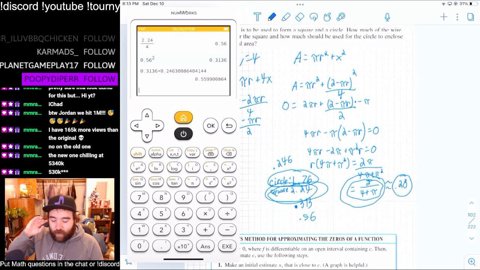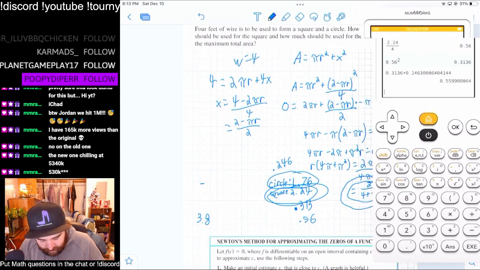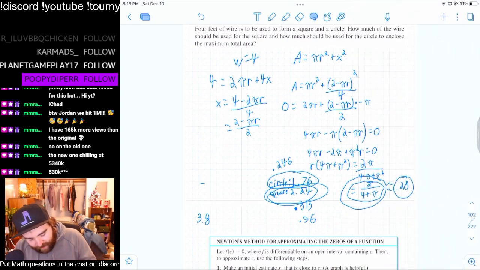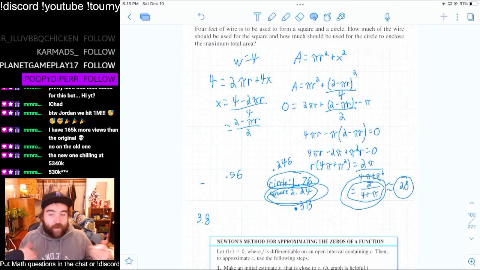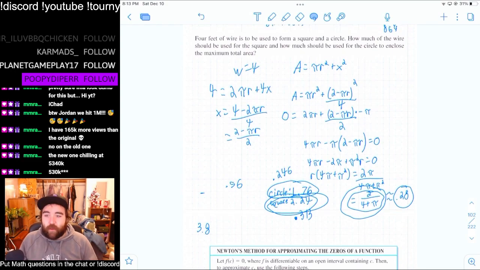And so the deal is you've got to check the endpoints here. That's the area with the critical value we found, but that's not necessarily the maximum. That actually might be a minimum, and I think here that is a minimum. Because if we check just the endpoints, if 0 of the wire is used for the circle, and all of the wire is used for the square, that means it's 1 by 1 by 1, and that would be an area of 1.